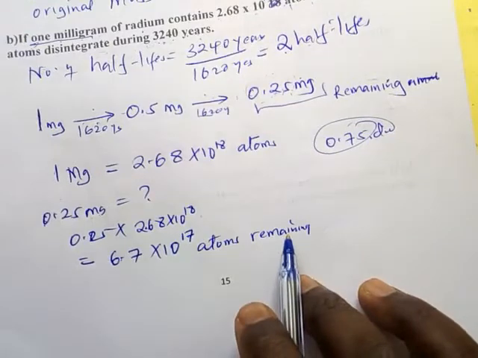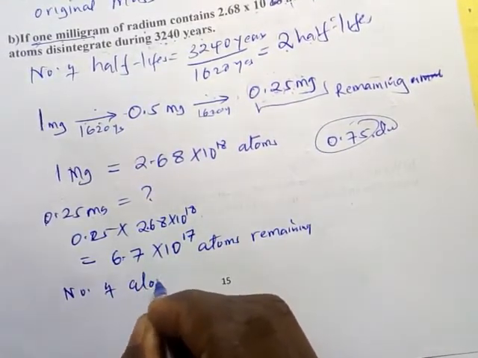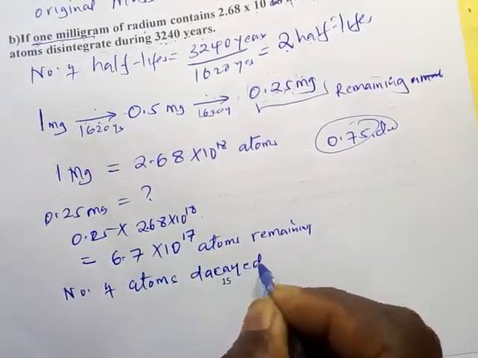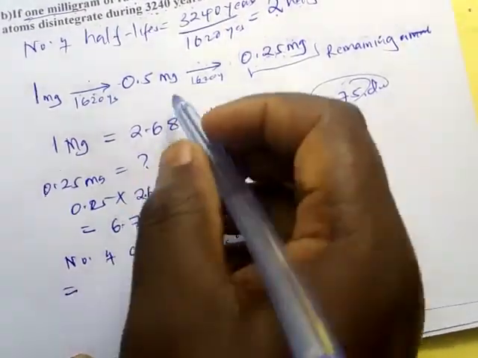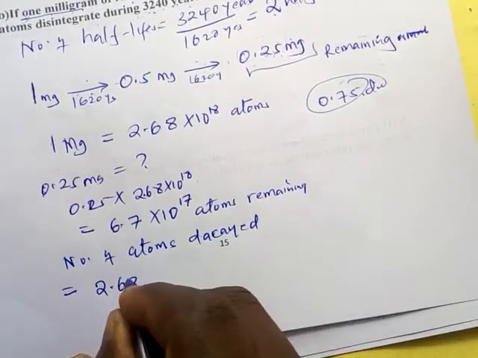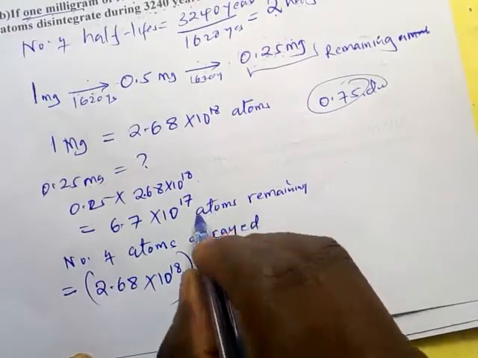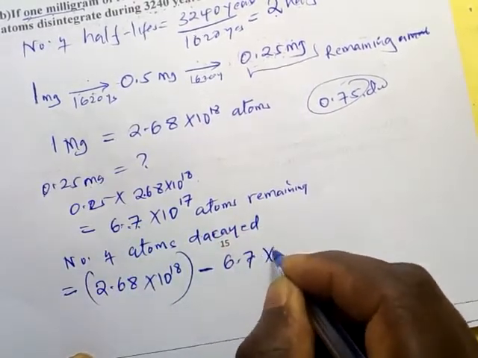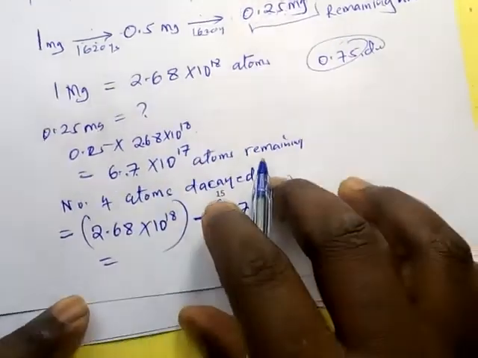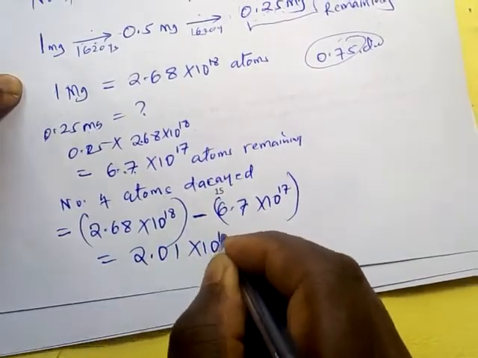So we can now get the number of atoms that disintegrated, the number of atoms that decayed, equal to the total, which is 2.68 times 10 raised to power 18, subtract the remaining amount, 6.7 times 10 raised to power 17, and this one will give us 2.01 times 10 raised to power 18.